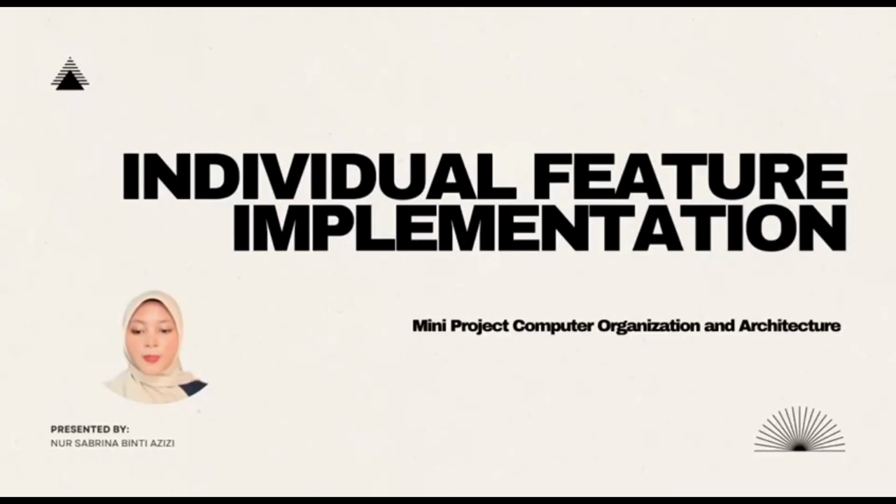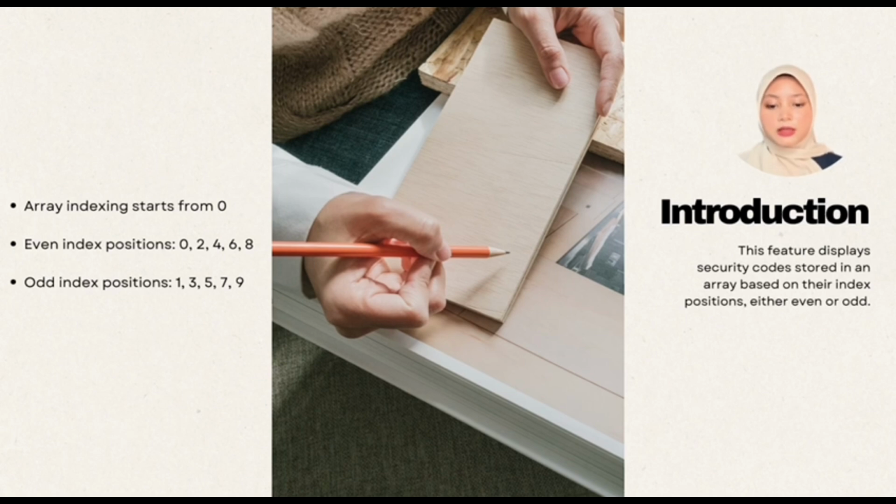Hi, my name is Nur Sabina binti Azzi, and today I'm going to talk about my individual feature implementation for the computer organization and architecture course using MIPS assembly language. My selected feature is display code at even or odd index positions. This feature displays security codes stored in an array based on whether their index position is even or odd.